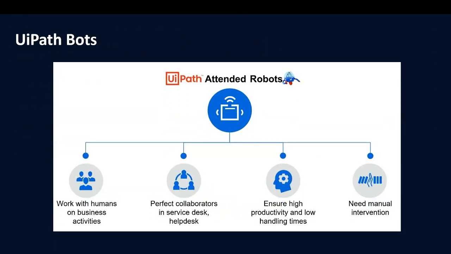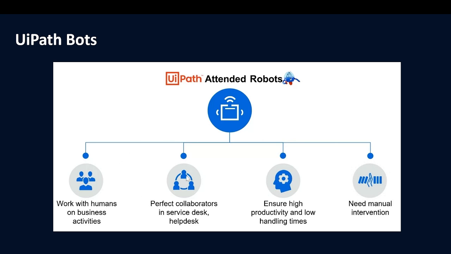So coming to UiPath bots, there are two important types. One is attended robots, and the other is unattended robots. The attended robot is the one that needs manual intervention. As you can see, it needs manual intervention. They are triggered by a user action, like clicking a button, and help in completing the repetitive part of the task.